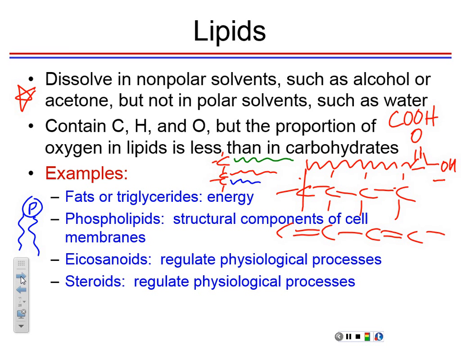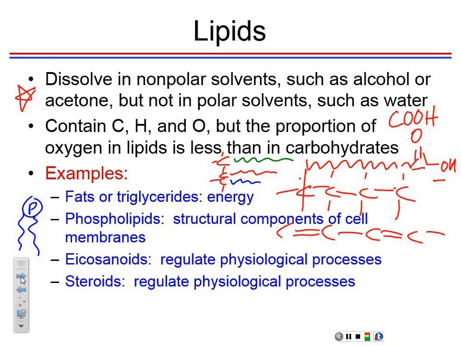And then eicosanoids, these are 20 carbon fats, okay, things like prostaglandins, arachidonic acid, 20 carbon, and they regulate physiological processes, almost like hormones. All right, and then steroids, they also regulate.